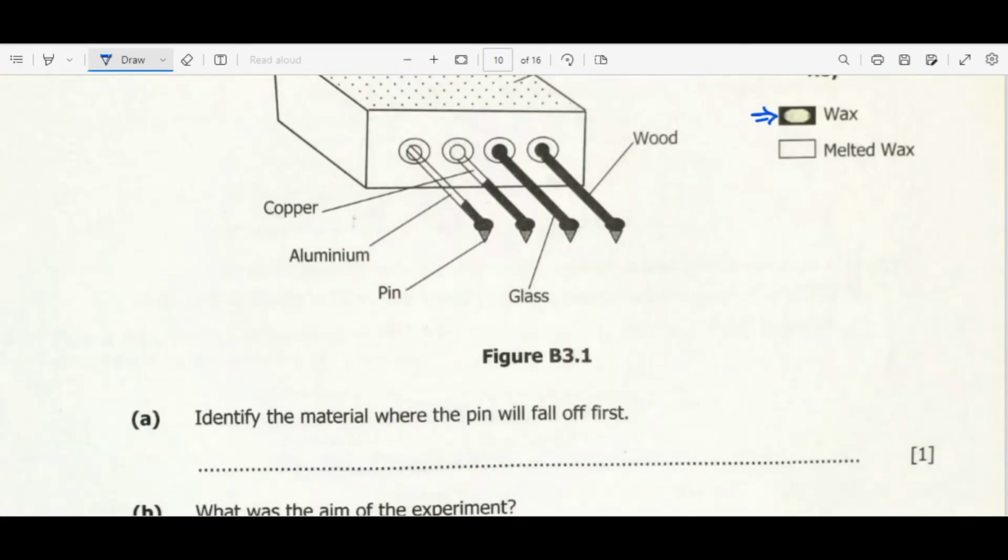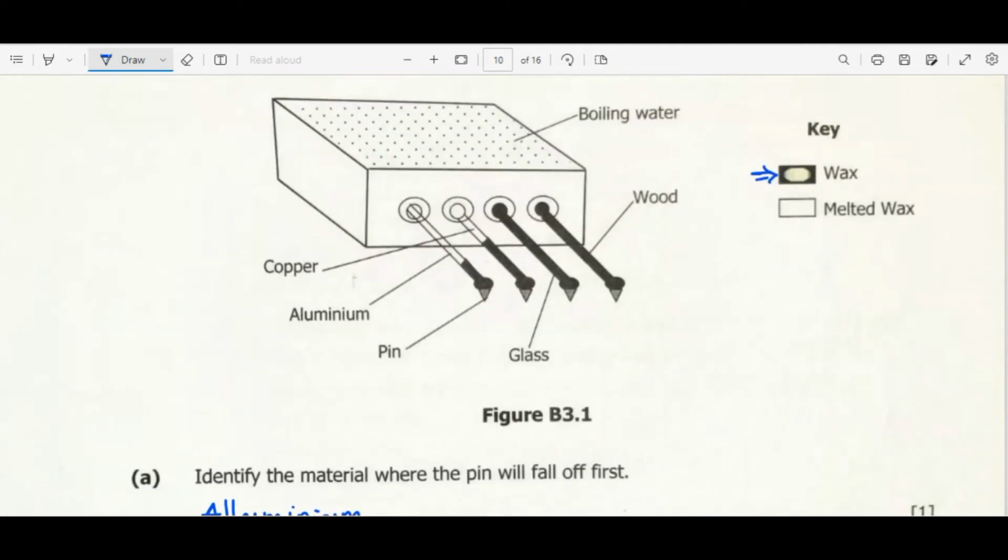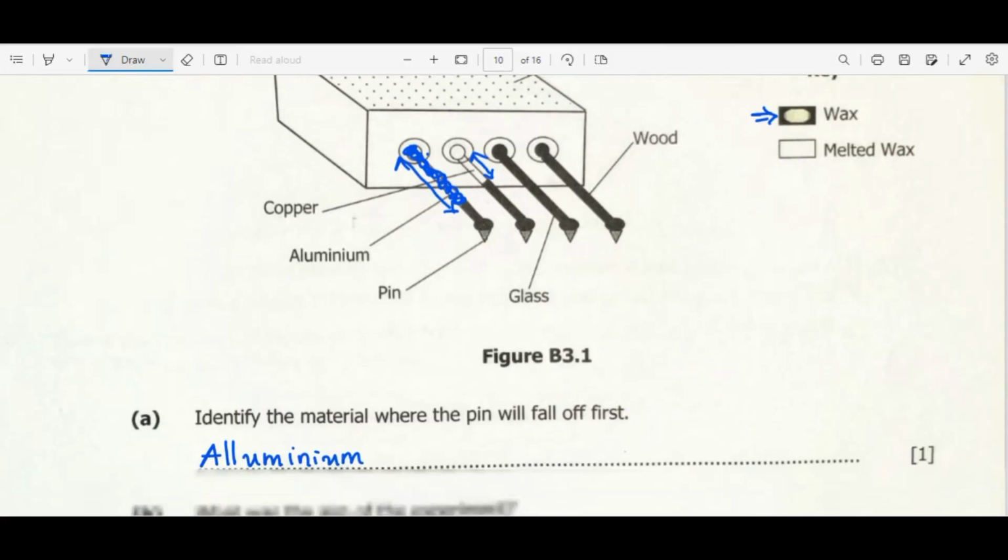Right, so let's look at the first question. Identify the material where the pin will fall off first. So the answer is aluminium. Now, how did we know the answer is aluminium? We need to look at the distance from where the initial point was. Before the melting, the wax covered this area. So the distance from here up to here is greater than this distance, telling us that from the aluminium, a lot of wax was melted. So that's how the answer is.